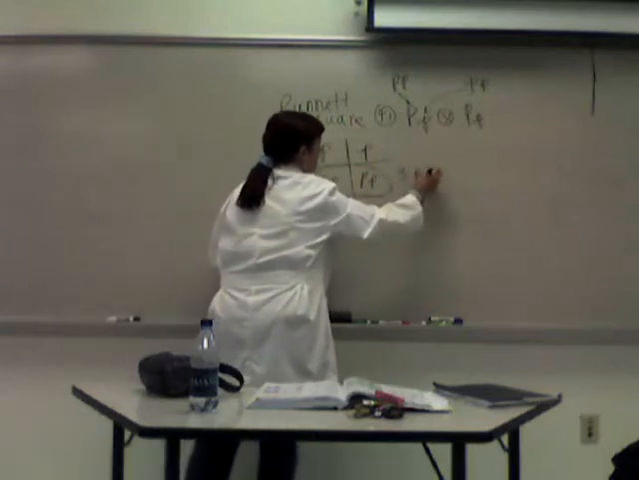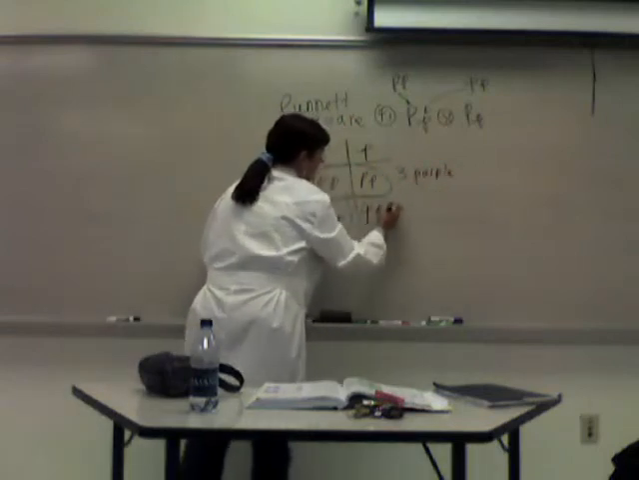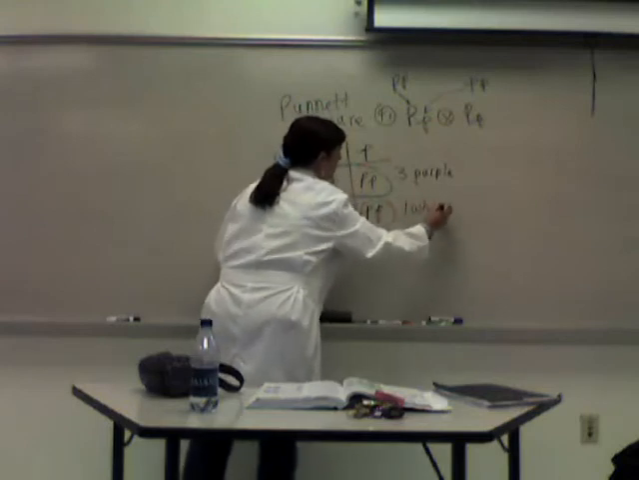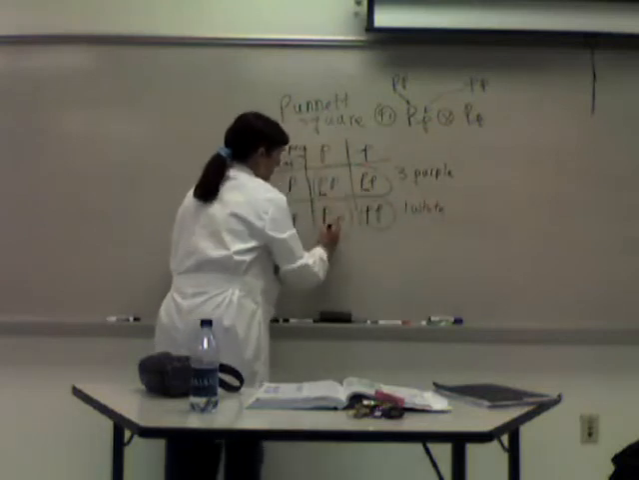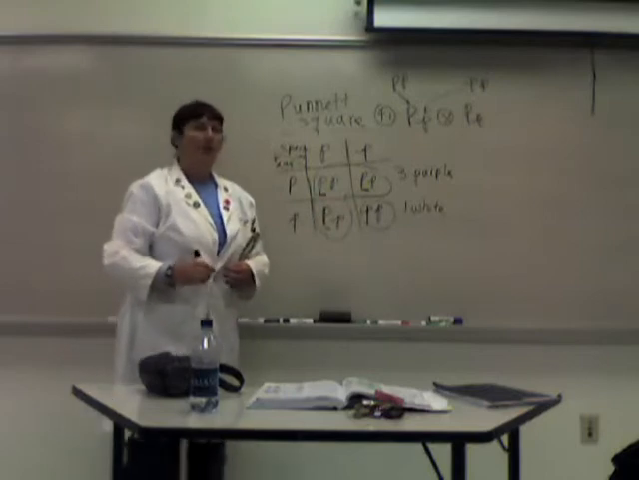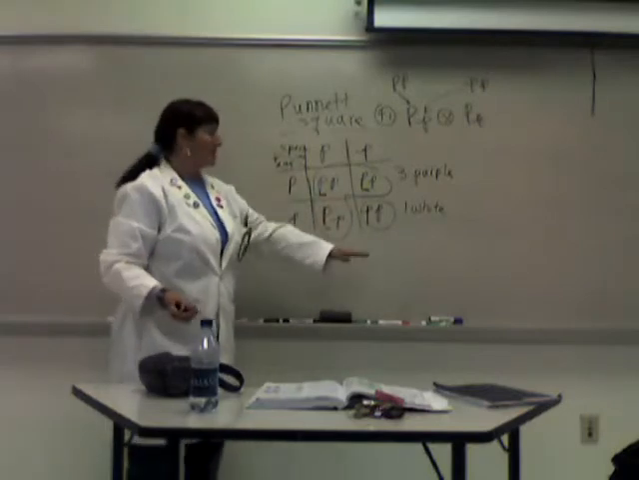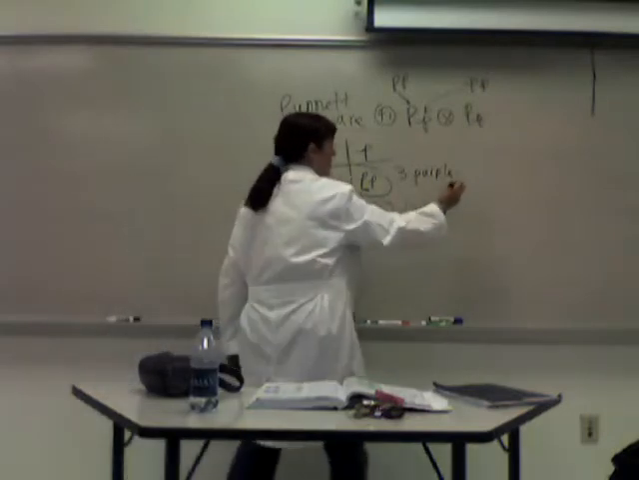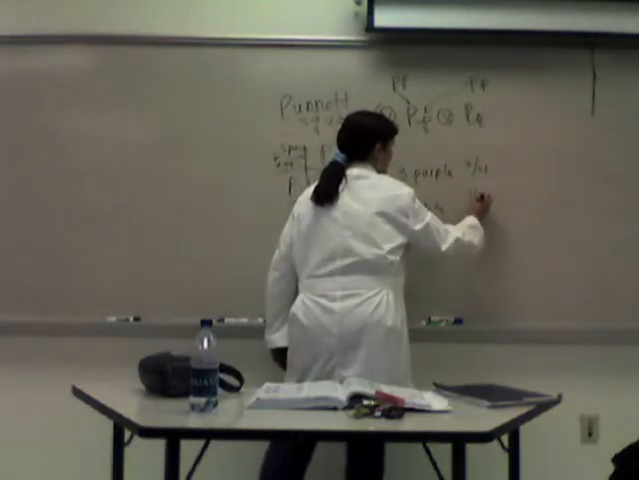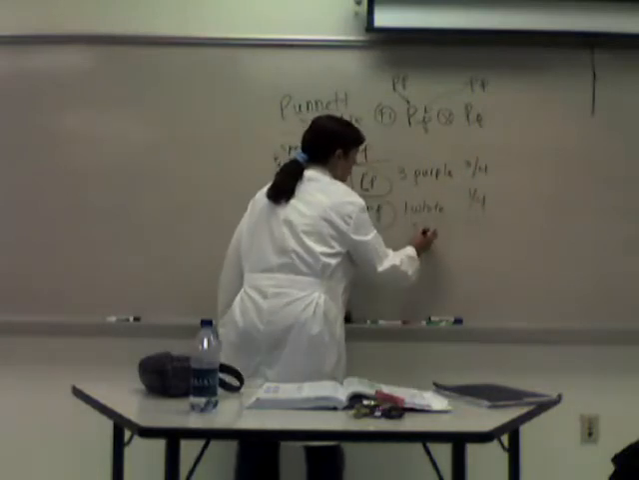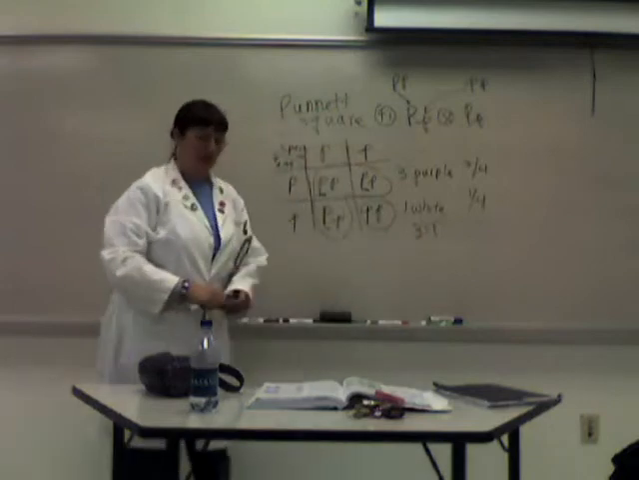Purple to one white. So it only takes one capital letter, since it's dominant. The white seems to disappear. Okay, so this explains the ratios that Mendel found, 3/4 to 1/4, or you could also call it 3 to 1. There's different ways to write it.